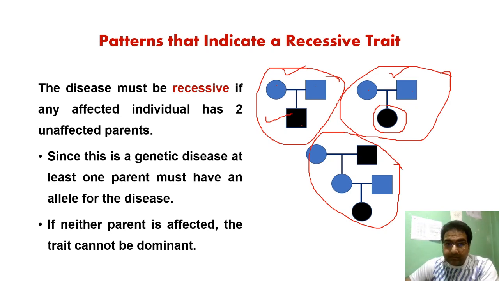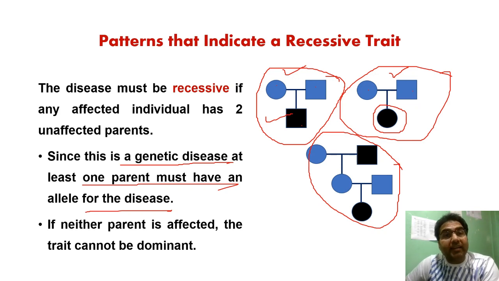But what is to be learned extra is that this is a genetic disease, so at least one parent must have an allele for this disease. It means these two parents, the mother and father, were unaffected, that is they did not have any kind of disease, but they were carriers for the disease, that is they had an allele for the disease.